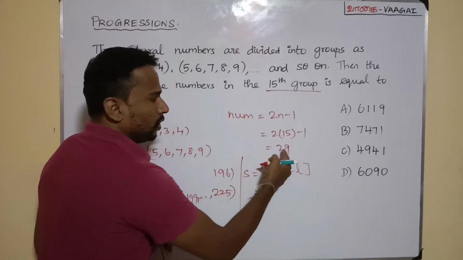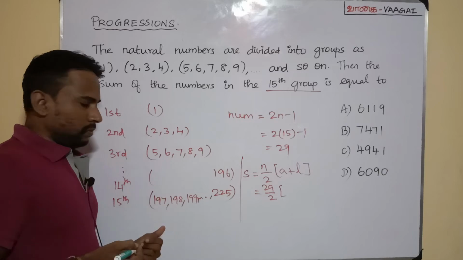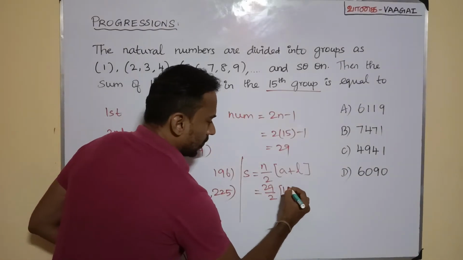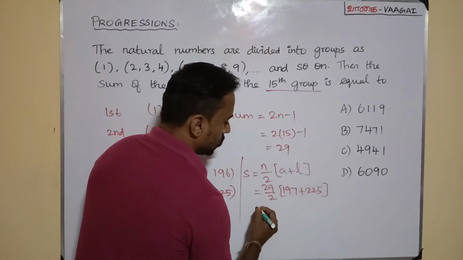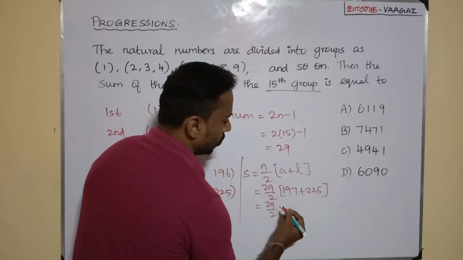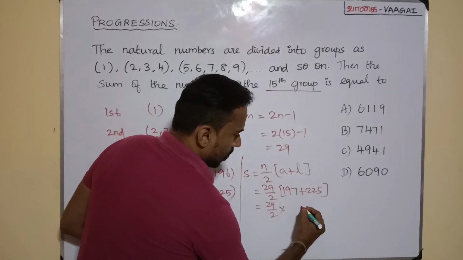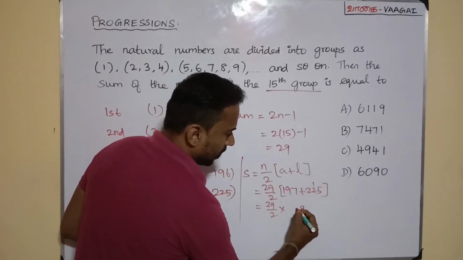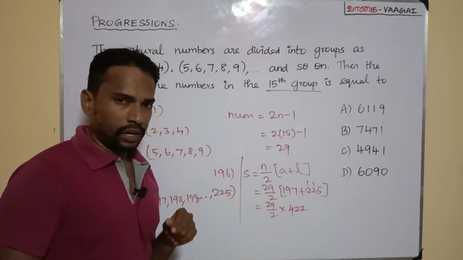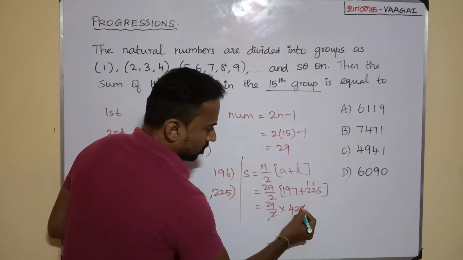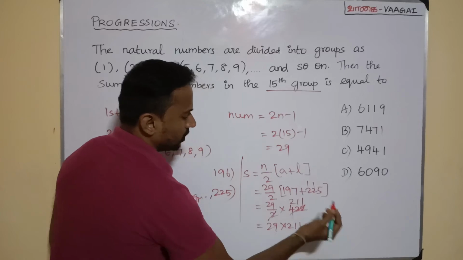So n is going to be the number of terms, 29, divided by 2 times. What about the first term and last term? Just now we got them. First term is 197 plus last term 225. So when you add these two numbers, you get 5 plus 7 is 12, 1 carry, then again 12, 1 carry, and then 4. So you'll be having 29 by 2 into 422, and now I can cancel, so I will be having 211. So 29 into 211 will give you the final answer.